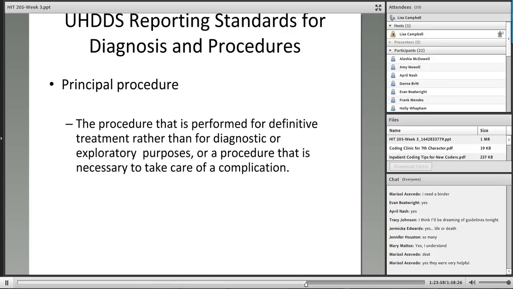So, in the coding roundtable, you may notice we're not going to code chest x-rays. We don't need to pay an inpatient coder $25, $30 an hour to code 500 chest x-rays that we're going to get paid $23 a piece for. So, as the inpatient coder, we are only coding those definitive procedures, the ones that are treating a problem as opposed to diagnosing a problem, or a procedure that's taking care of a complication.